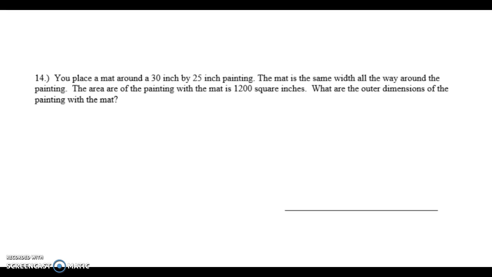All right, you place a mat around a 30 by 25 inch painting. The mat is the same width all the way around.